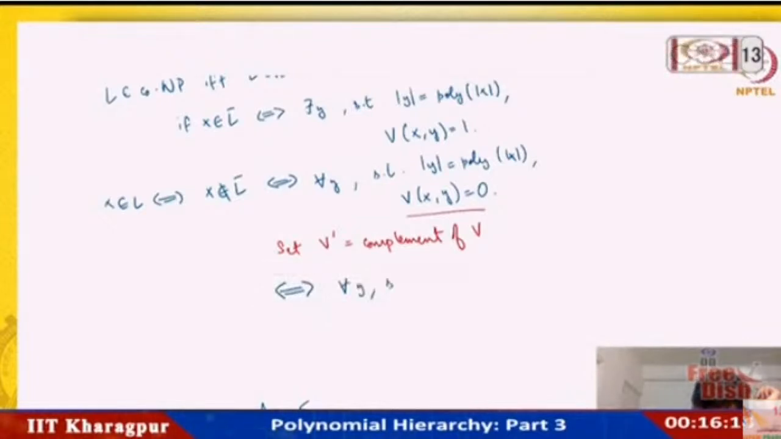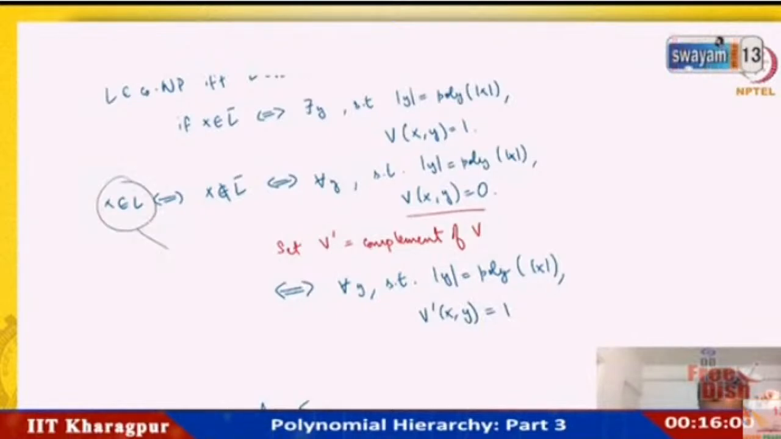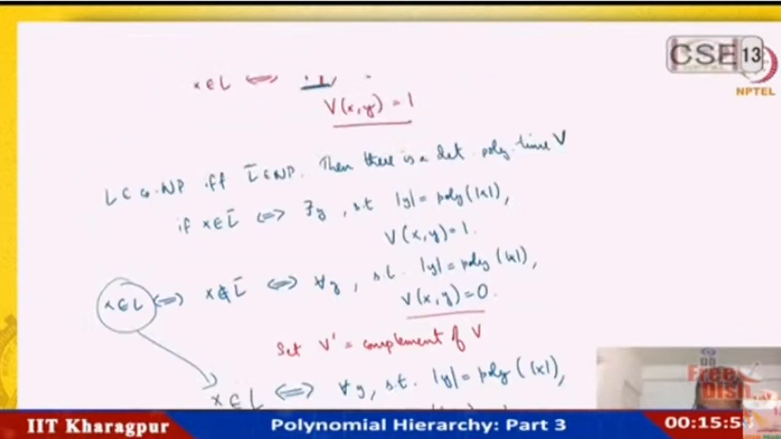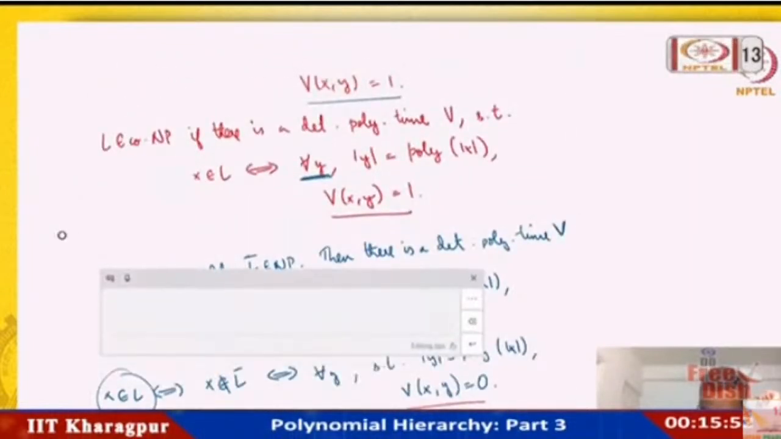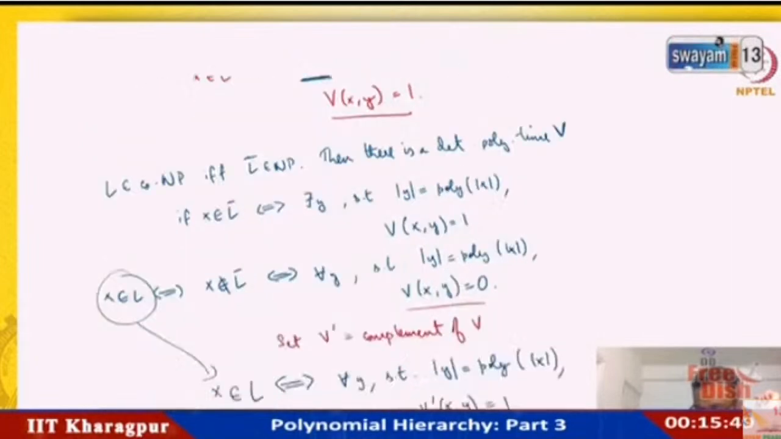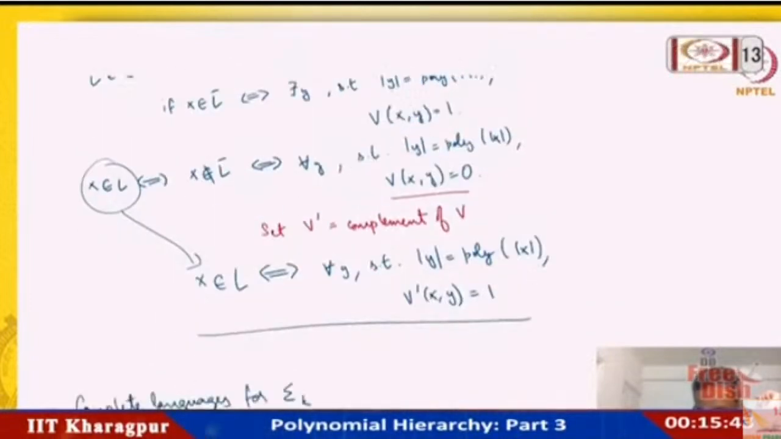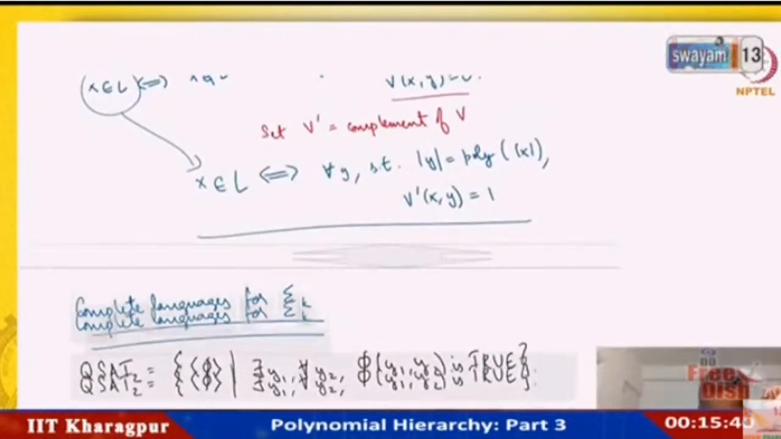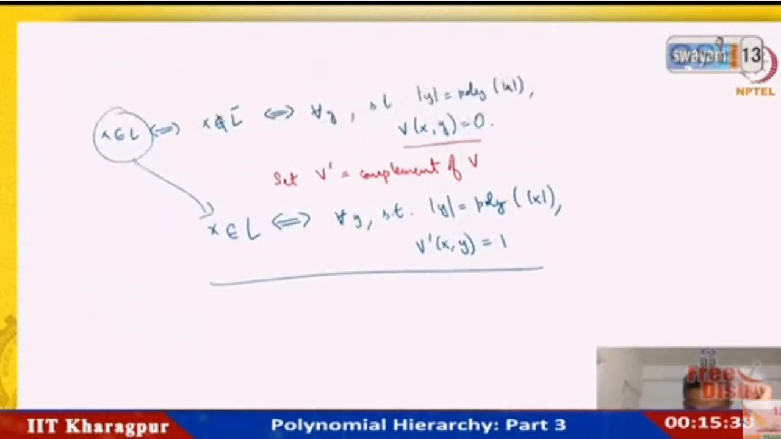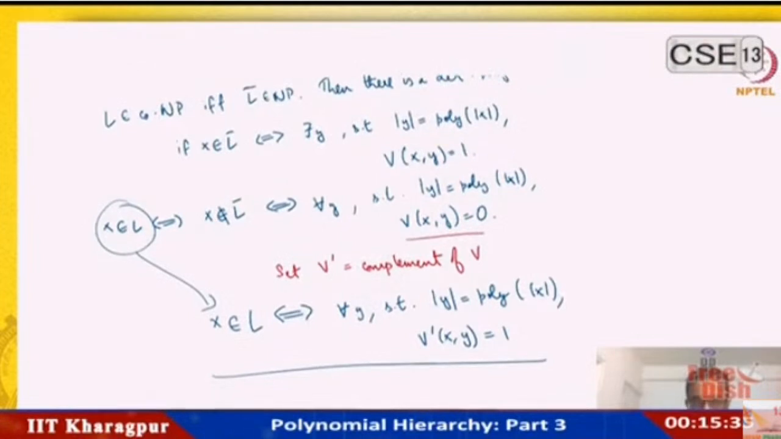For all y such that length of y is poly x, v prime xy is equal to 1. So x is in L. So again, I am bringing out this here. x is in L if this is true. Now this is exactly the description of the class CoNP. For all y such that length of y is poly x, vxy equals 1. Here v is v prime. It's another notation, but it is the same thing, right? So this is why this characterization makes sense.